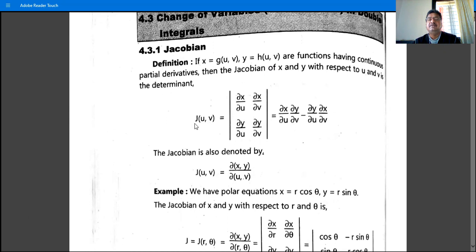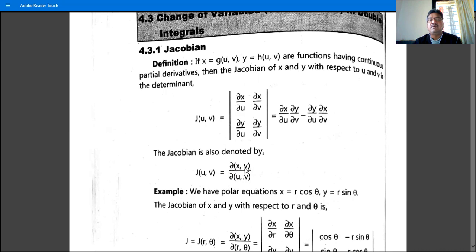Then the Jacobian J(u, v). What is the notation for J(u, v)? J = ∂(x, y)/∂(u, v). So this is the notation for the Jacobian. Either write capital J in brackets (u, v), or J = ∂(x, y)/∂(u, v). So that is the notation for the Jacobian.